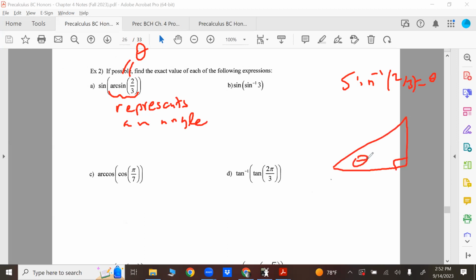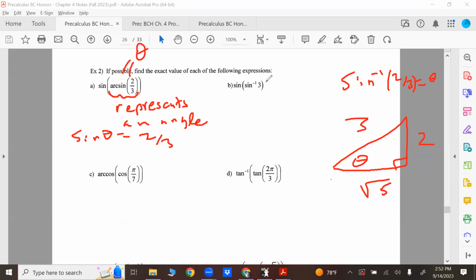Here's theta. Where did 2 and 3 go, guys? Here. And this would be root 5. Now, you want sine theta. What's sine theta going to be? Still 2/3. So it is the same. That's fine, but it's just a good habit to draw a triangle in that manner, and realize that the inside is actually an angle, because inverse trig has outputs of angles.